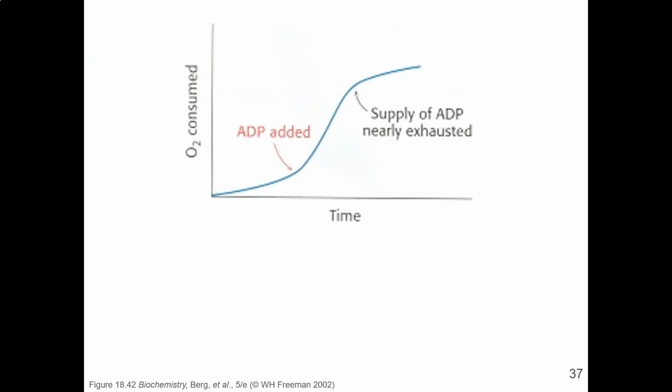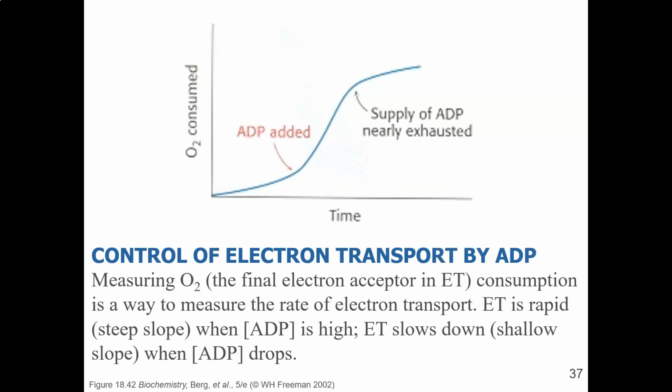So we can go in the lab and we can show this, that oxygen consumption goes up. Oxygen consumption is a really good way to measure the rate of electron transport because oxygen is the final electron acceptor in electron transport. So if we looked at our cells and we had a low amount of electron transport as measured by the low concentration of oxygen consumed, and if then we just added ADP to our culture, you can see that the slope of this line increases quite dramatically.